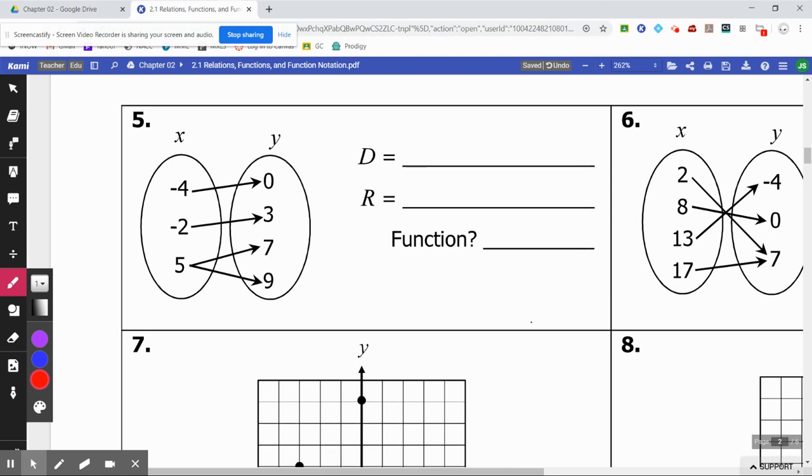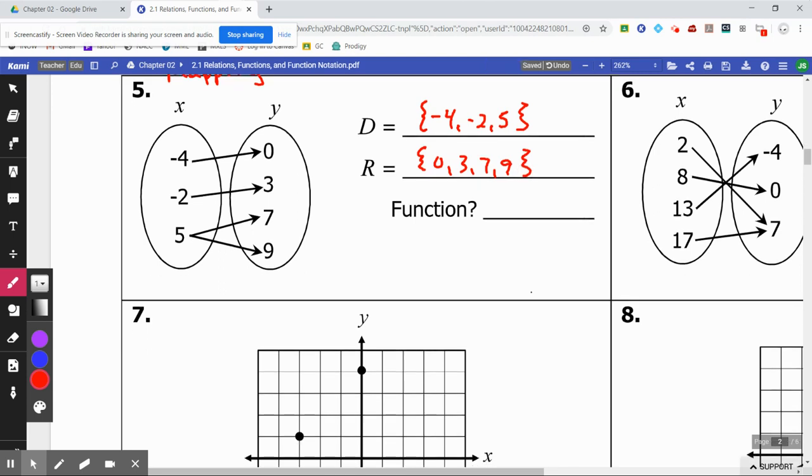A mapping, these are called mappings. A mapping is another way to represent functions. Notice you've got all your x values in this circle, all your y values in this one, or oval, not a circle. Your x values, your domain, would be -4, -2, and 5. All your y values would be your range, which would be 0, 3, 7, and 9.